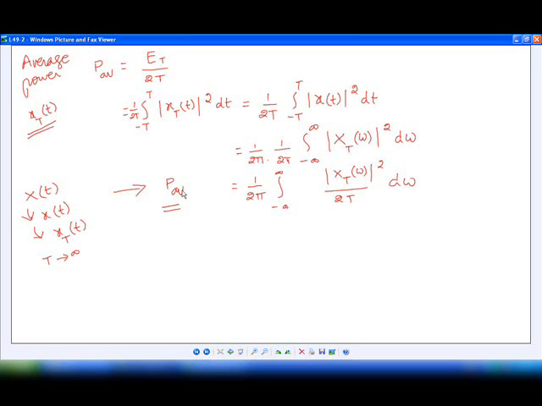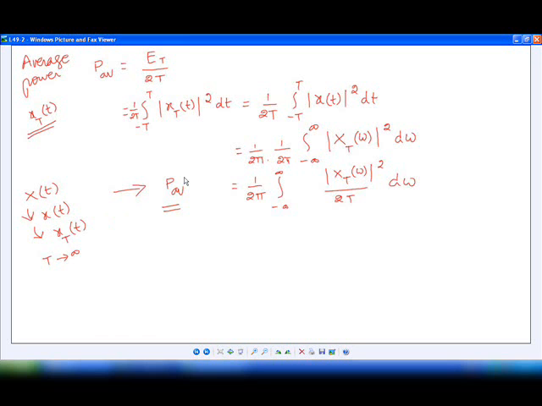This is the P average for one sample function. But actually we have to find the average power of the random process. Instead we obtained the average power of one sample function. So how can we find the average power of the entire random process, or for all the sample functions?